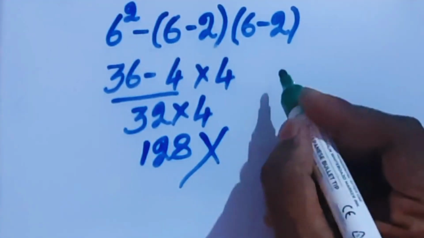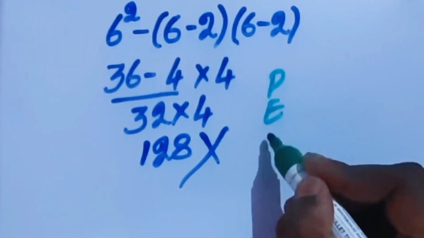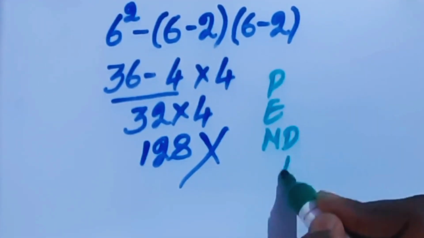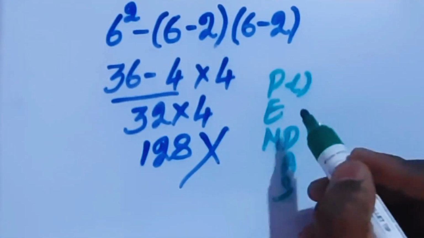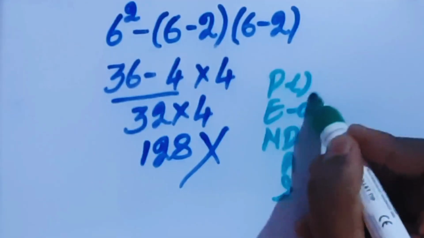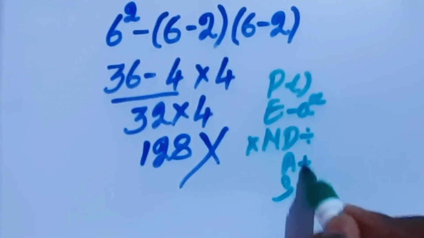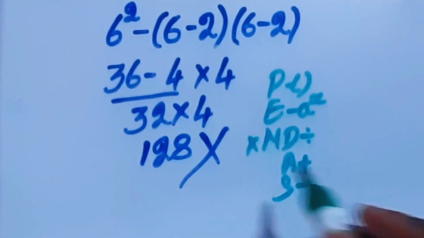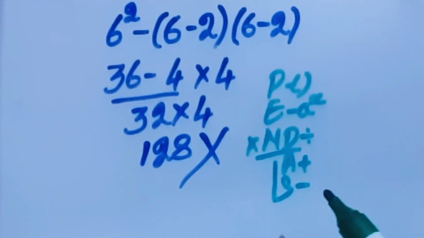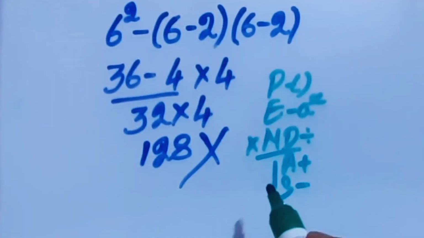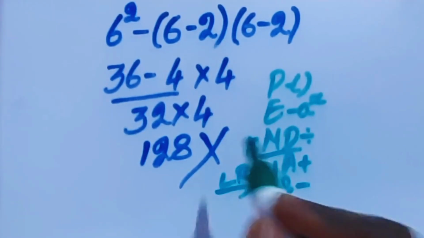Now we are going to introduce the order of operations, the PEMDAS rule. Here this is bracket, which is a very high priority. Next exponent, then multiplication and division, and then addition and subtraction. Multiplication and division have equal priority, and addition and subtraction also have equal priority. For these we have to follow the left to right rule in the problem.